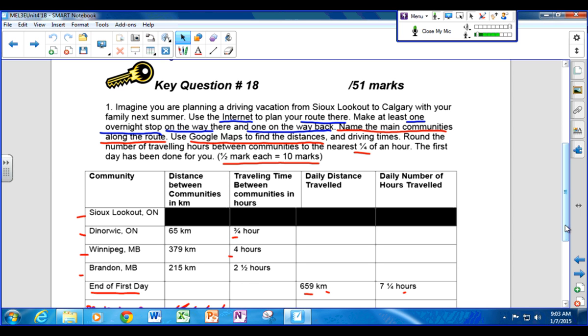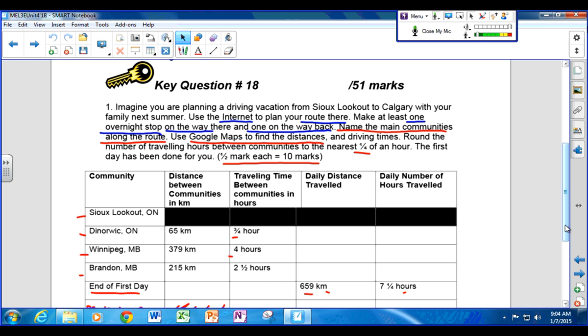So the scenario here is you're planning a driving vacation from Sioux Lookout to Calgary with your family next summer. So family, whoever you want to bring. Use the internet to plan your route there. Make at least one overnight stop on the way and one on the way back. Name the main communities along the route. So you're going to use Google Maps to find the distances and driving times.